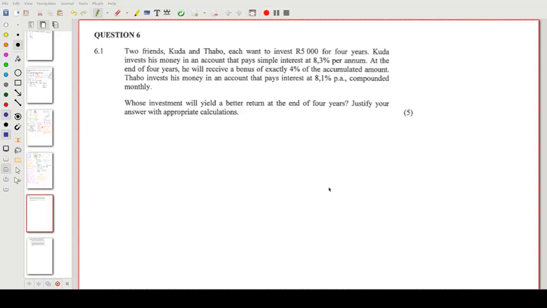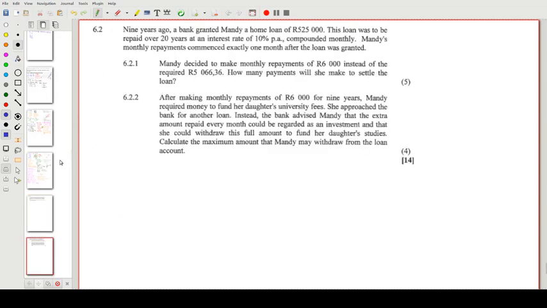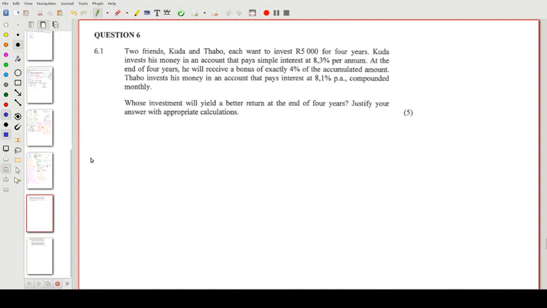Alright, here we have question 6 of the November 2019 paper 1. And this question is all about financial mathematics. Right, so we've got question 6, 6.1, and then we've got 6.2 here. So let's get right into it.